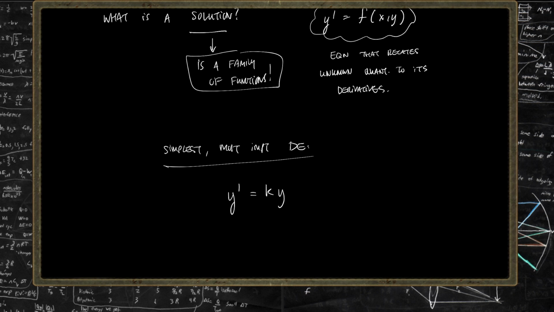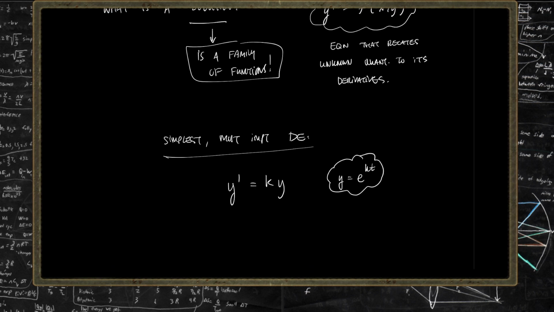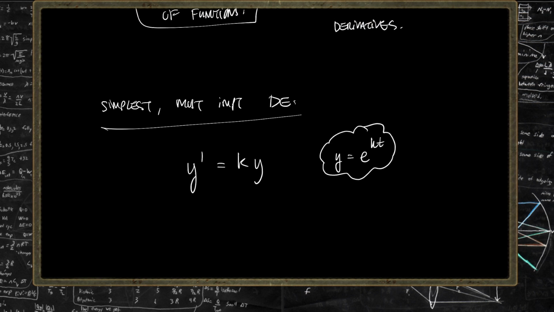We say, what has its own derivative times a constant? What function has its derivative as itself times some constant? And what that would be is y equals e to the kt. And if that didn't ring a bell for you, that's okay. Don't beat yourself up too much, but you definitely want to remember this and park this in your memory. This is one of the most important solutions to this DE that we have.